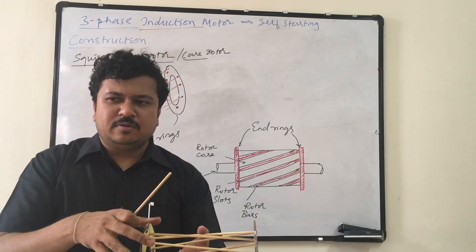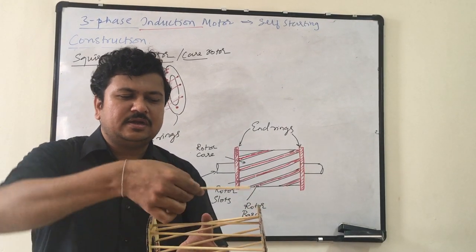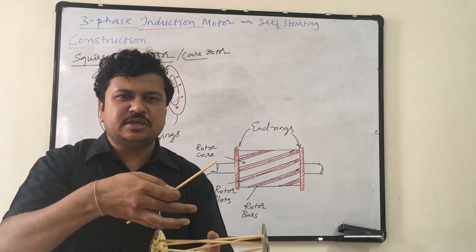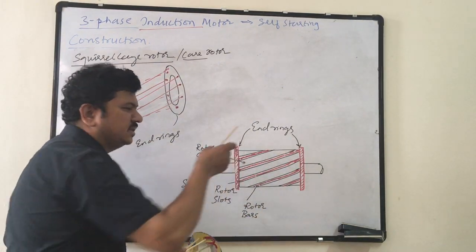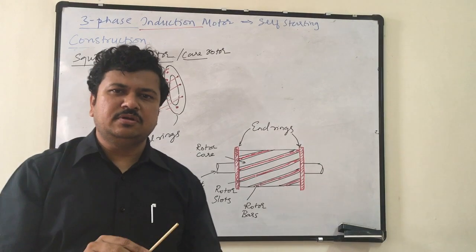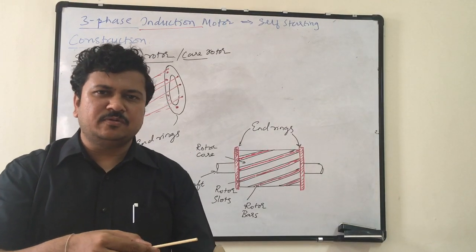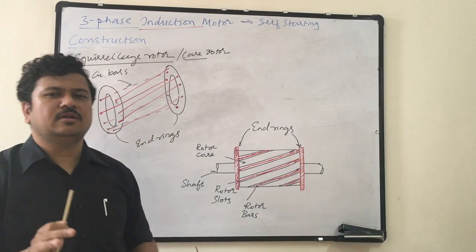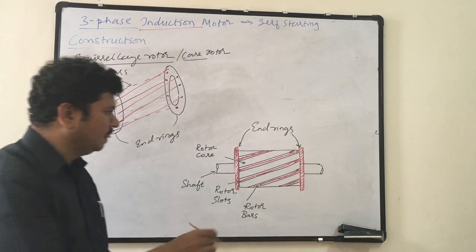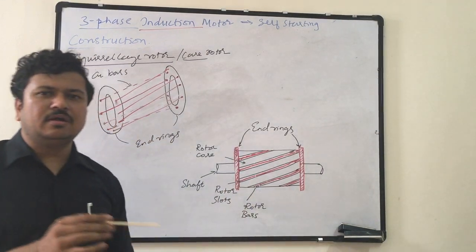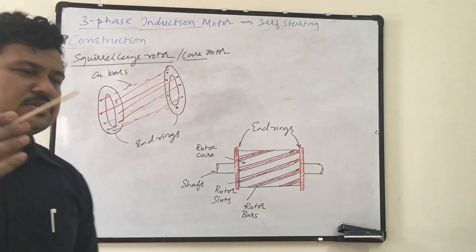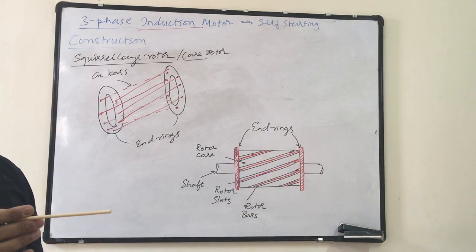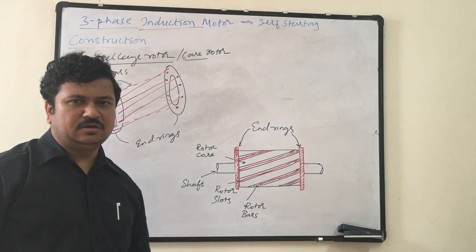To avoid this problem, I simply make the conductors skewed. The slots I make skewed and automatically when I place the bar it will get skewed, and there will not be attractive forces throughout the length and it will not cause magnetic locking. So to overcome magnetic locking, whether it is a slip ring rotor or a cage rotor, the slots are skewed. Therefore, magnetic locking is avoided.